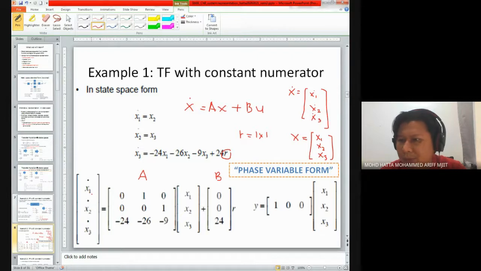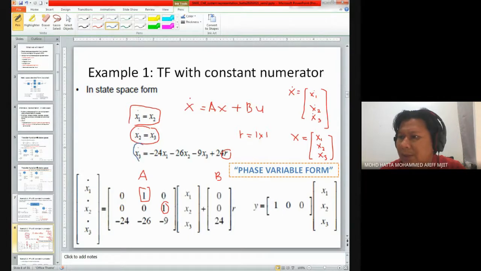And the first one, if you look here, x1 dot equals 0 times x1 plus 0 times r. The next one is x1 dot equals 1 times x2, because we know that x1 dot is equal to x2. So that's why we put 1 over here. And the rest, we have 0 times x3 plus 0 times r. And for x2 dot equals 1 times x3, because we know that x2 dot is equal to x3. And the rest of the elements should be equal to 0, because we don't have any other element except x3.